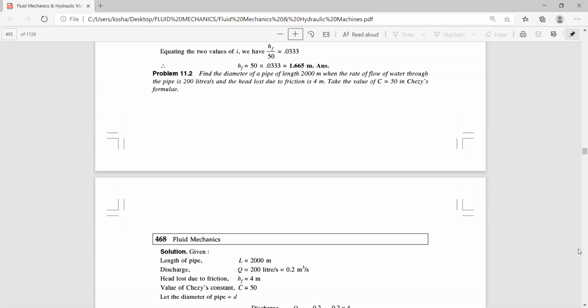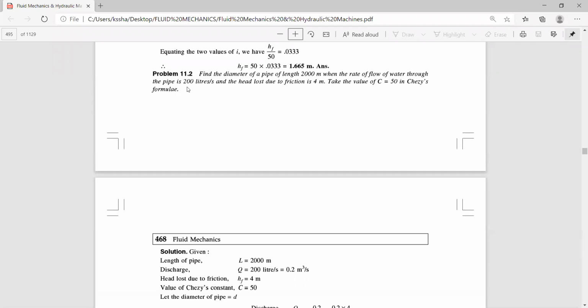Okay, see here, the next problem is: find the diameter of a pipe of length 2000 meter when the rate of flow of water through the pipe is 200 liters per second and the head loss due to friction is 4 meter. Take the value of C as 50 in Chezy's formula. So what we are trying to do is find the diameter of the pipe of length 2000 meter. The length of the pipe is given as 2000 meter.